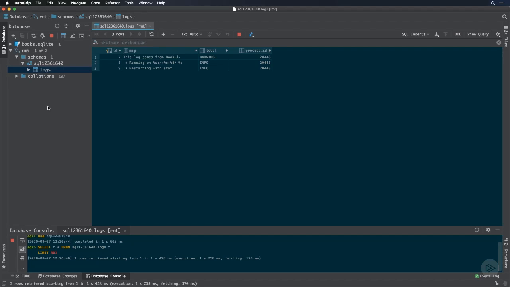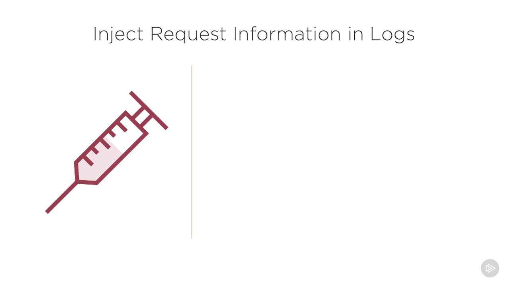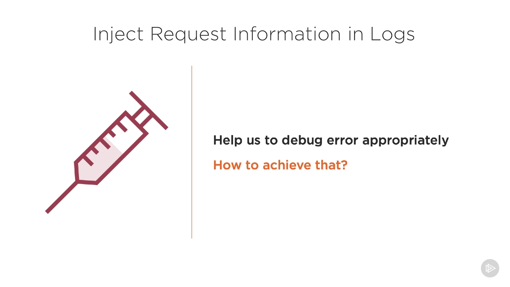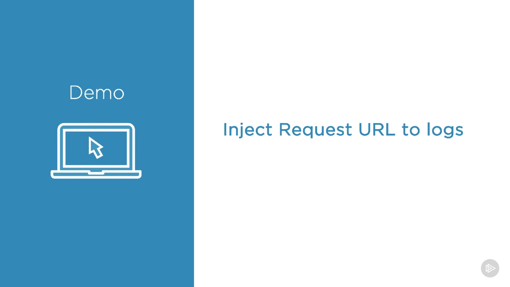Before closing the discussion, there's another important thing we should understand, and that's how we can inject the request information into log records. This can really help us debug some errors more appropriately. But how can we achieve that? Let's say we want to add the request URL in the log record, so we can understand from which server our log has been generated.